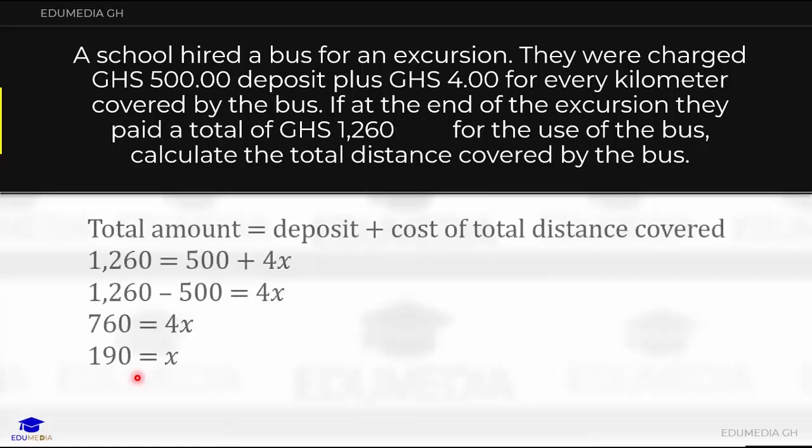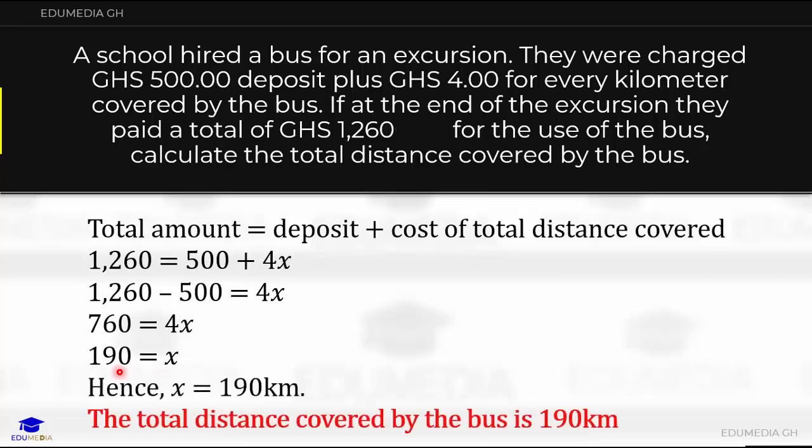Now, the total amount is 1,260, that's from the question. And then the deposit, that's 500. And then also the cost of the total distance covered, that is 4 times x, that is 4 cedis per each kilometer covered, and then x representing the total distance covered. So doing the necessary calculation, that's with grouping the like terms, we are able to get x equals 190 kilometers. Therefore, the total distance covered by the bus is 190 kilometers.